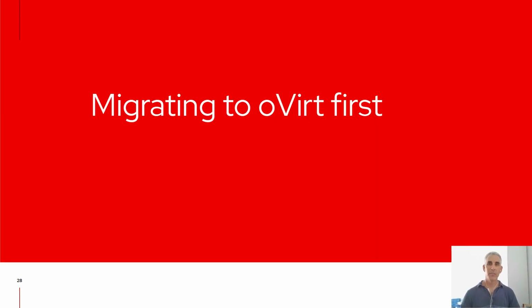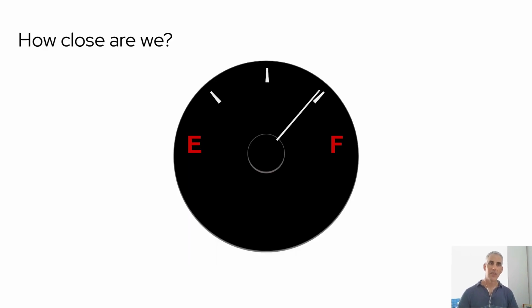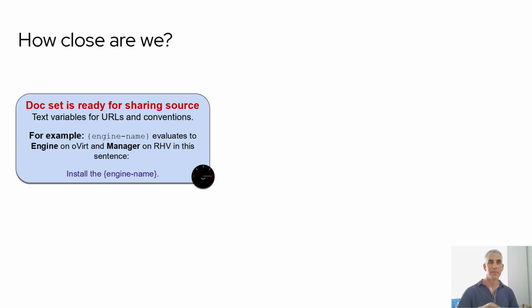So I want to talk about the migration process now. So how close are we to being done? Well, we're almost there. I'm going to talk about what we've done and what we're in the middle of doing and what we still need to do. So, our document set is ready for sharing the source code.